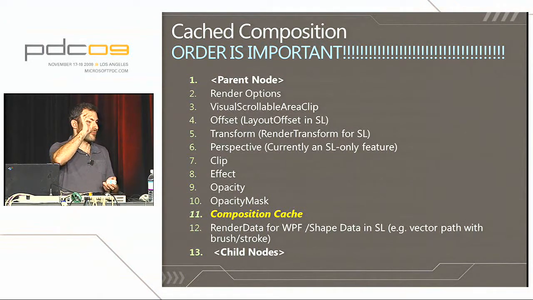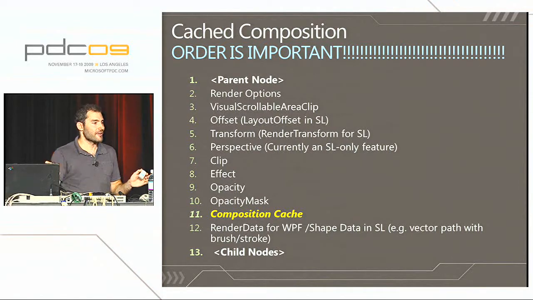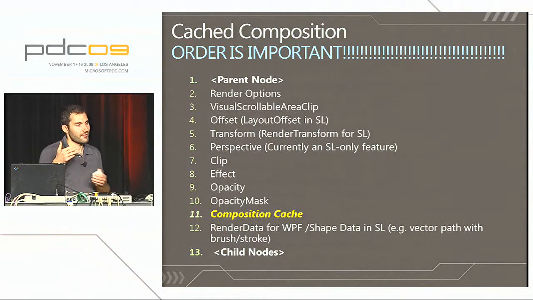You have a render options element, and then you have a visual scrollable area clip element, and then an offset element, and then a transform element. And they're all going to be applied in some explicit order. We never really went out and said, hey everybody, this is the order these things are being applied in, but the reality is the order matters, especially if you're doing operations that don't commute.